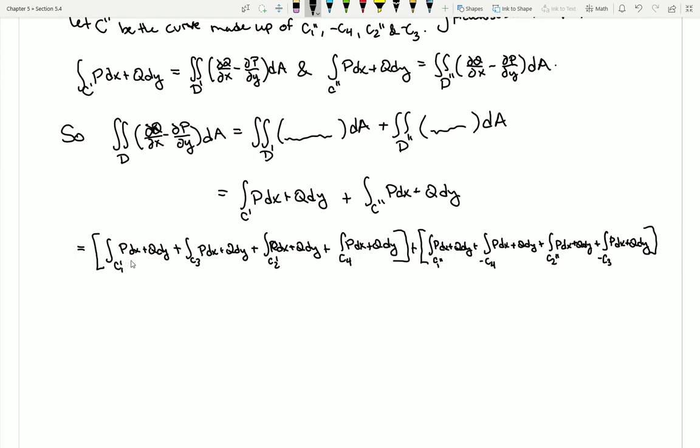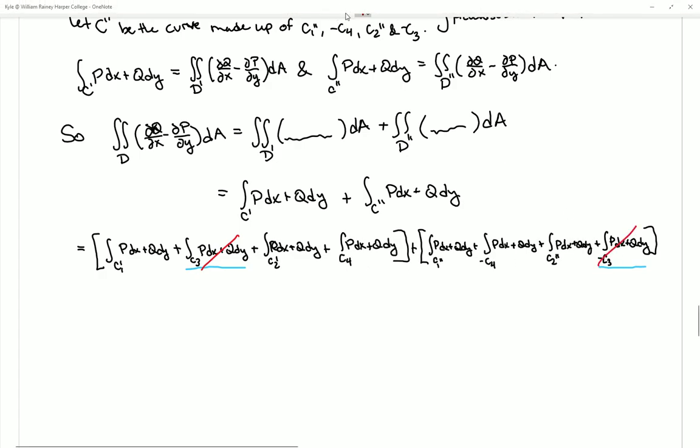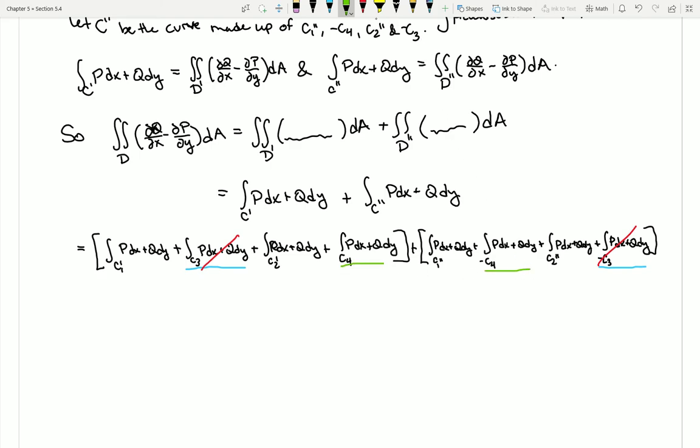This is going to be a bunch of different integrals that are added together, but I might notice some things. Notice here that I have a line integral along C3, and one along negative C3. And you might remember that the relationship between the line integral along its curve and the negative of its curve is that they produce opposite values. So these guys here are going to immediately cancel out. In a very similar way, I also have C4 and negative C4, and those guys are going to be able to produce opposite values and cancel out.